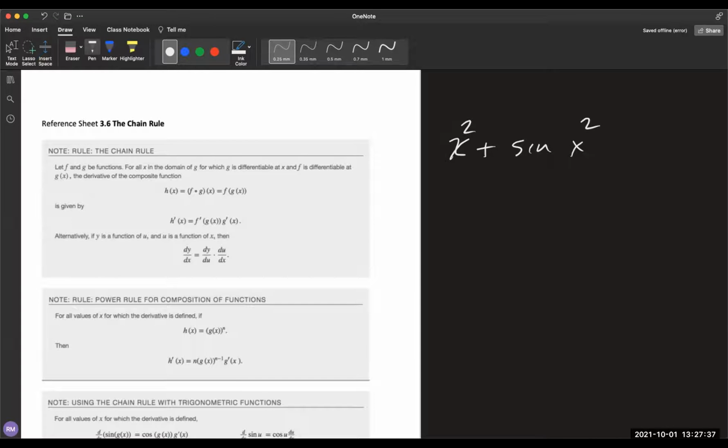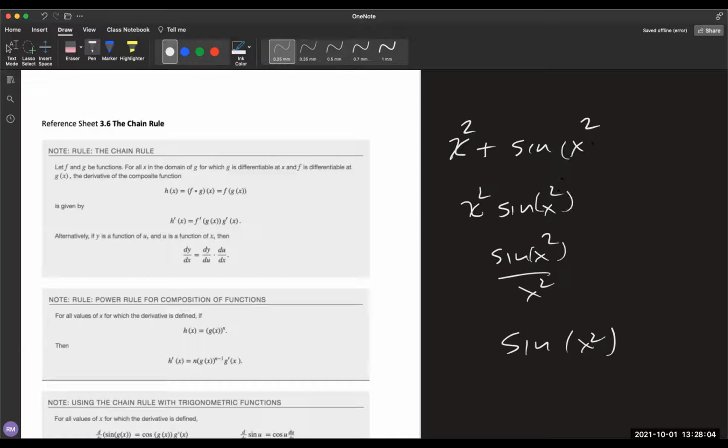Let's say something like x squared plus sine x squared. That's, again, a sum. That is different than a quotient rule or a product rule. And that is different than sine x squared over x squared, right? And that's different than just the sine of x squared, which this is. Those are different types of functions. You have to recognize the differences between all of those. Each of those are different functions, and we would approach those differently. This would be a chain rule.